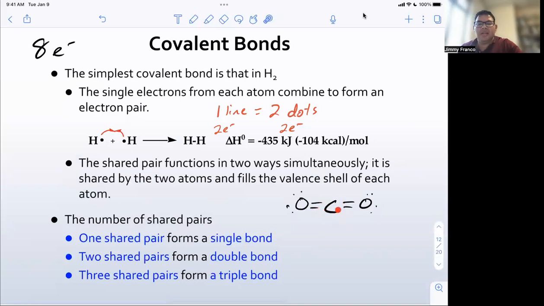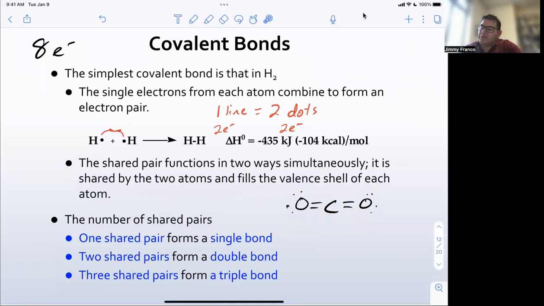So my carbon has 8 electrons. If we look at the oxygen, 2, 4, and then we can count each dot: 5, 6, 7, 8. So it has 8 electrons. And the same thing over here: 2, 4, and then we count each one of these, 5, 6, 7, 8. So each atom has its 8 electrons, and we've hit our octet.